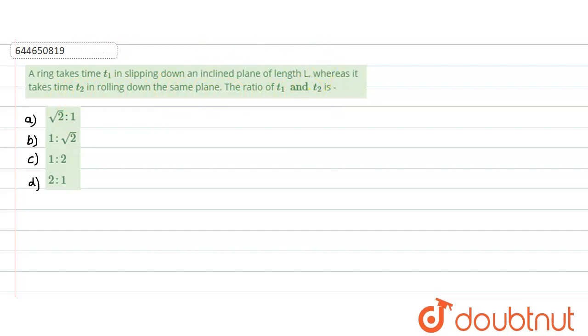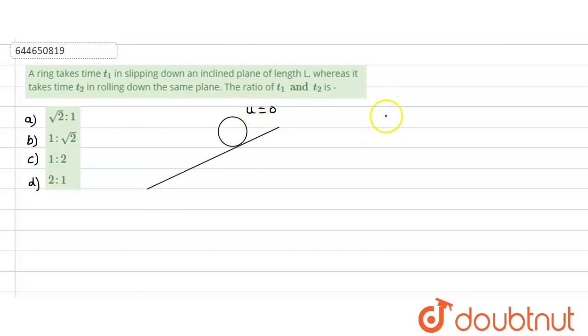Let us draw our inclined plane, and let's place a ring onto the inclined plane at any point. It is coming from here to here, traveling a distance L. Initially it would be at rest, so u would be equal to 0.